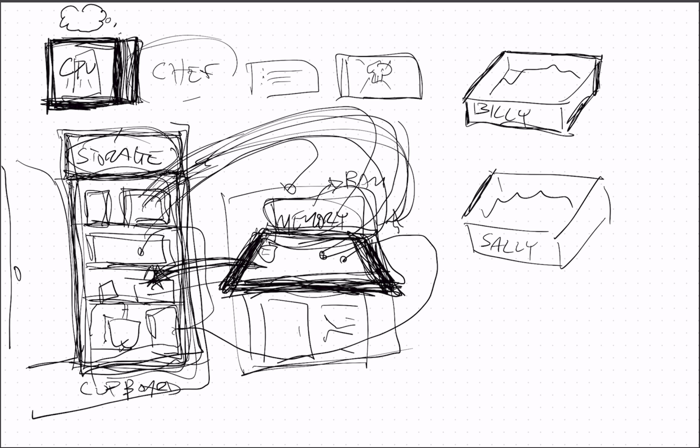The Sally app can only mess with Sally's stuff. So effectively, the memory is segmented into little chunks, and only this little area can be played with by one app. This little area can be played with by another app. This shelf can only be played with by one app. This shelf can only be messed with by another app, etc. They can't mess with each other's storage, and they can't mess with each other's memory.